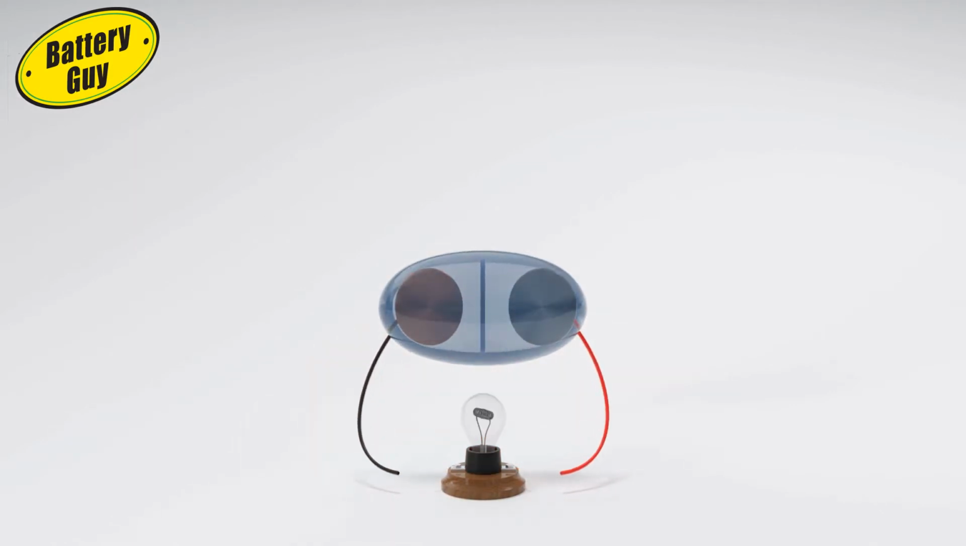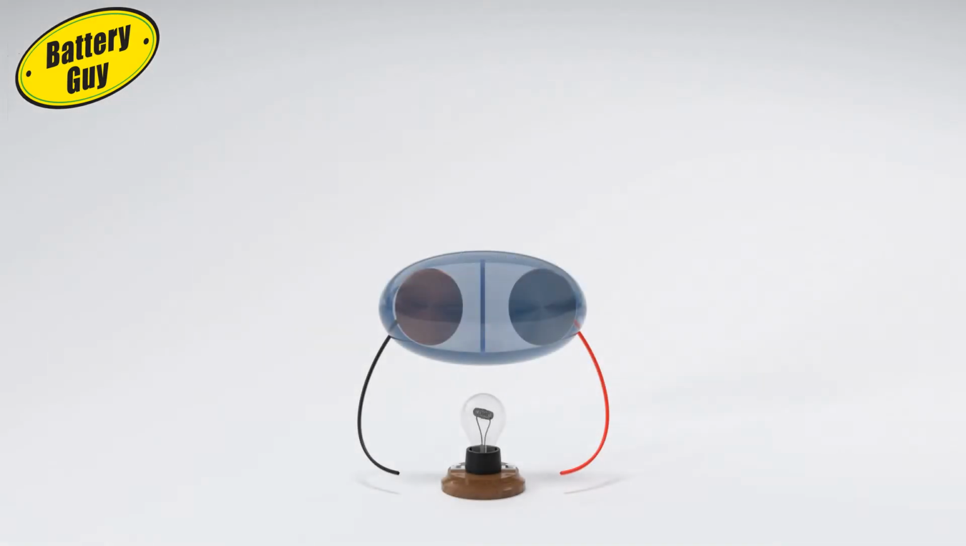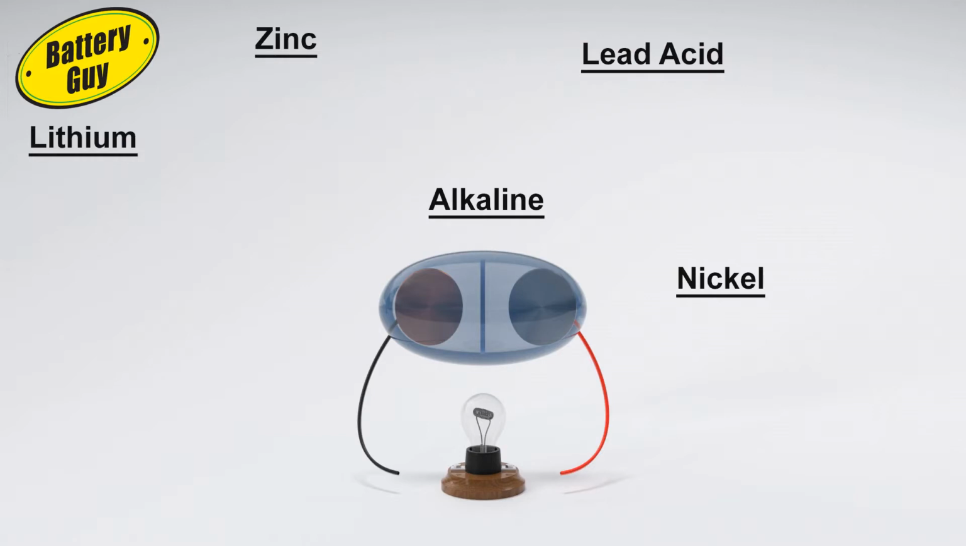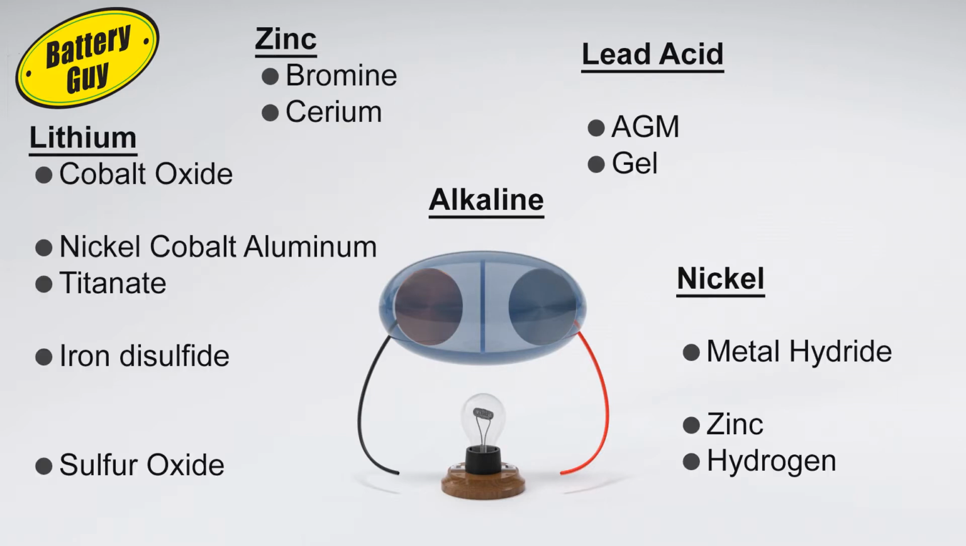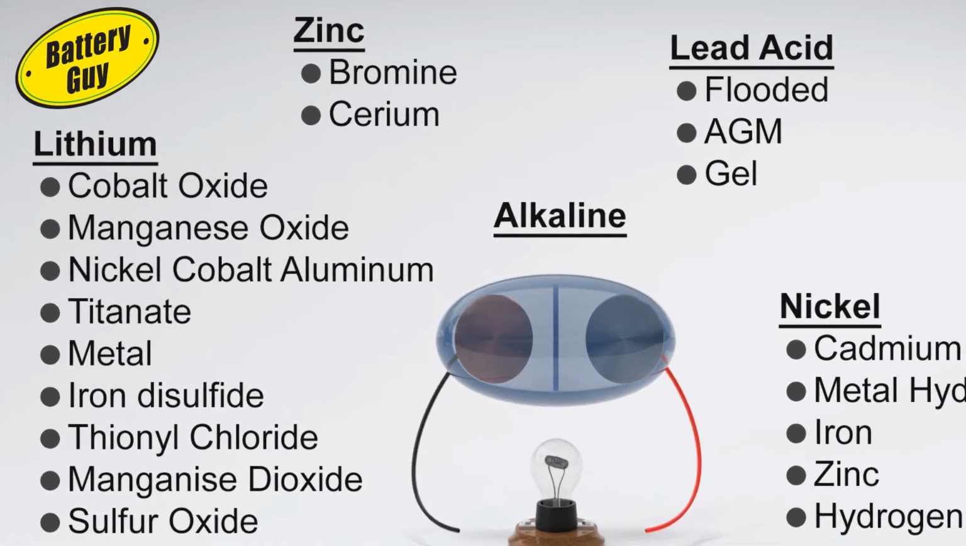The materials which make up the cathode, the anode, the separator and the electrolyte vary depending on the type of battery, or as it is known, the battery chemistry. There are numerous chemistries, and numerous types within each chemistry. In this film, we'll look at how a lithium battery is made.